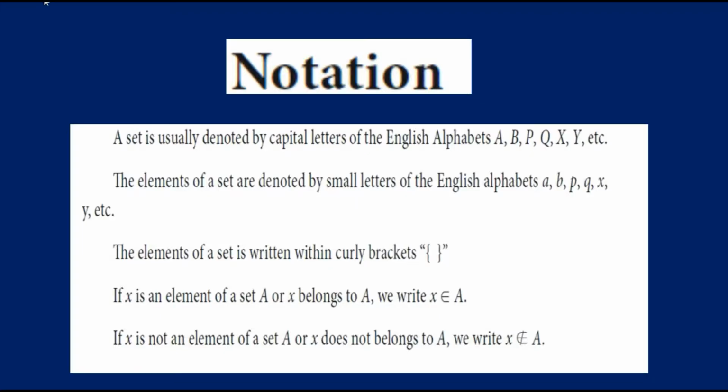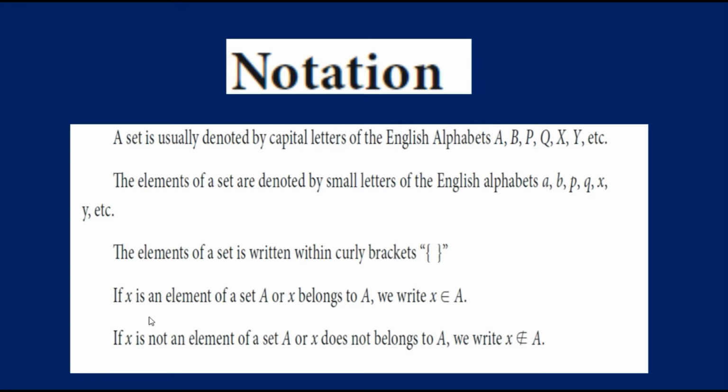A set is usually denoted by capital letters of the English alphabet: A, B, P, Q, X, Y, etc. The elements of a set are denoted by small letters of the English alphabet. The elements of a set are written within curly brackets. These are the brackets used.